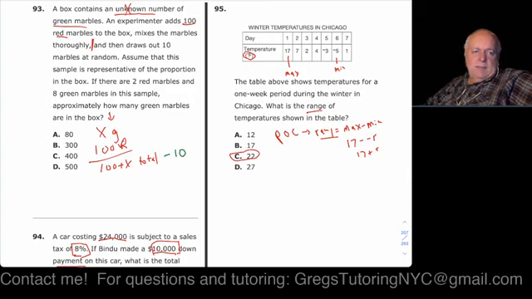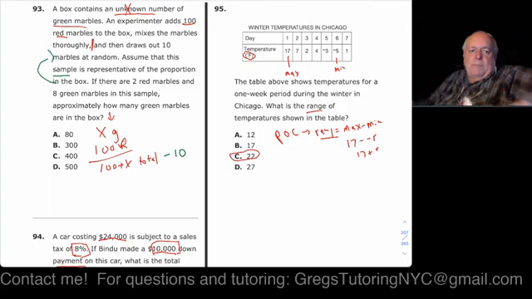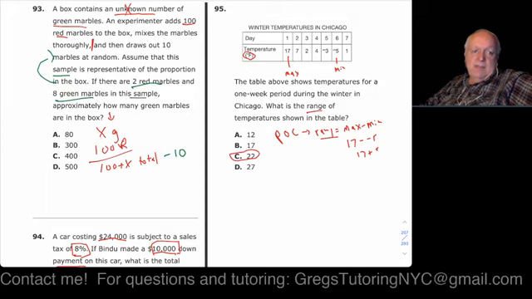Assuming that this sample, what sample? The random 10, is representative of the proportion in the box. Because they mixed it thoroughly, whatever they pull out is going to be our experimental probability. It's an actual probability based on actually taking real marbles out of a real box. So if there are 2 red marbles and 8 green marbles in the sample, again, what sample? The 10 that were removed, not the total box. Approximately how many green marbles are in the box?